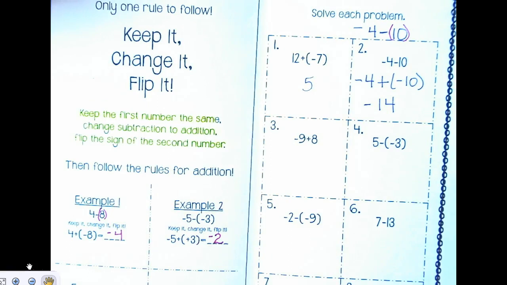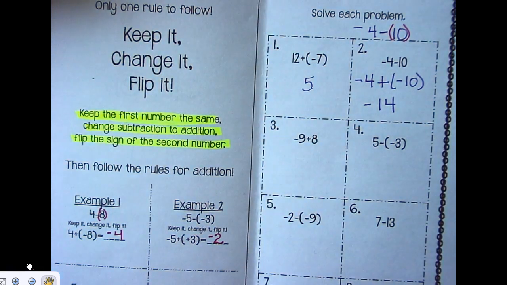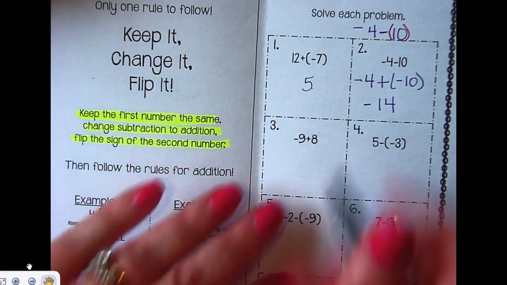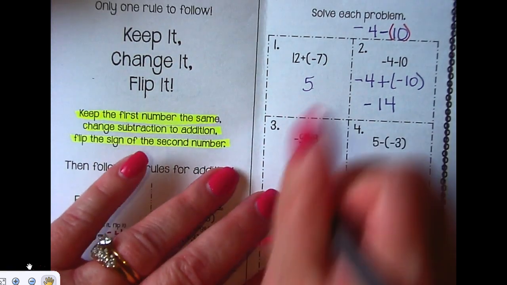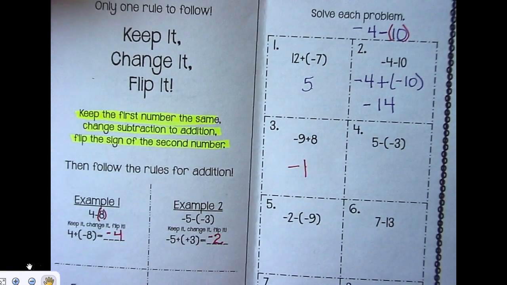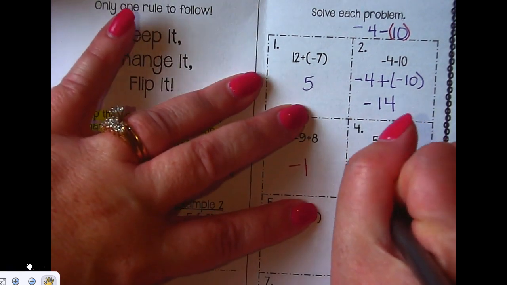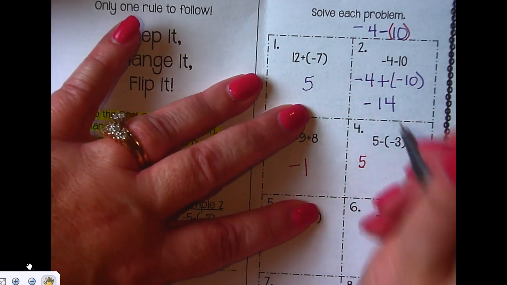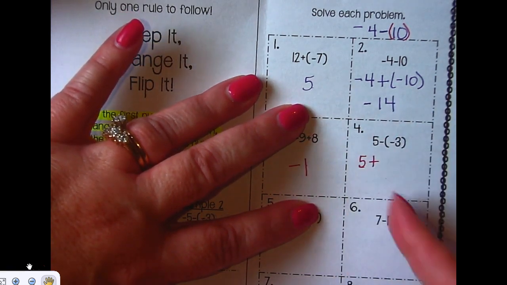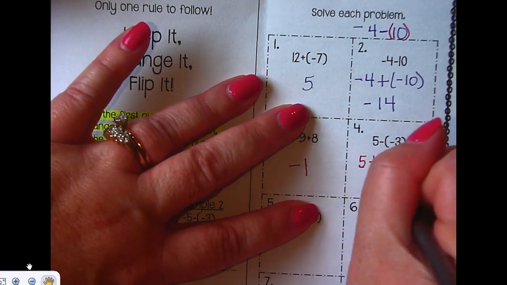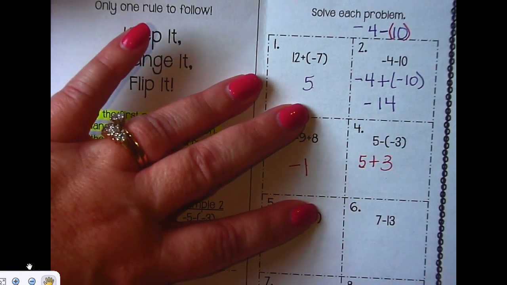Okay. All right. Negative 9 plus 8. What do we do? Add or subtract? Subtract, because the signs are different. 9 minus 8 is 1. And is it positive or negative? It is negative. Very good. 5 minus negative 3. If it's a subtraction problem, you rewrite it, and it becomes 5. Subtract becomes add. Negative becomes positive. 5 plus 3 is 8.